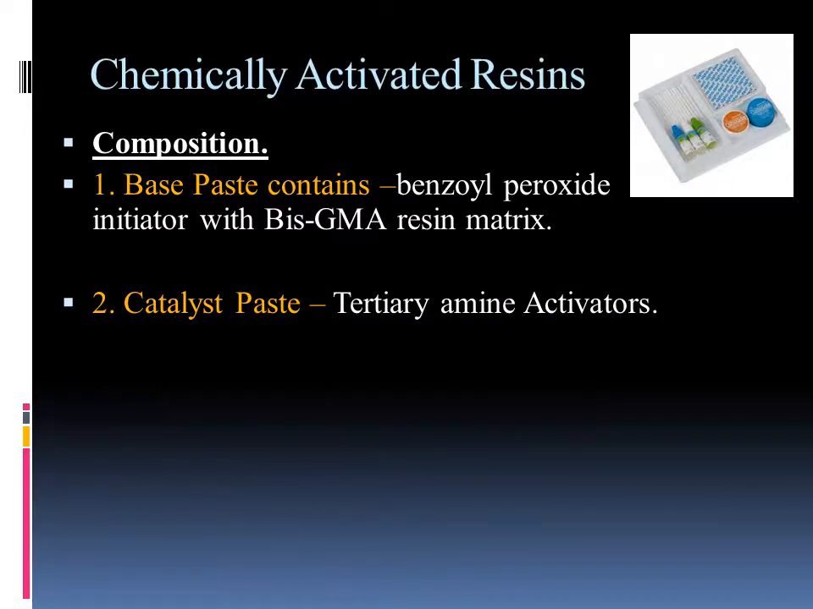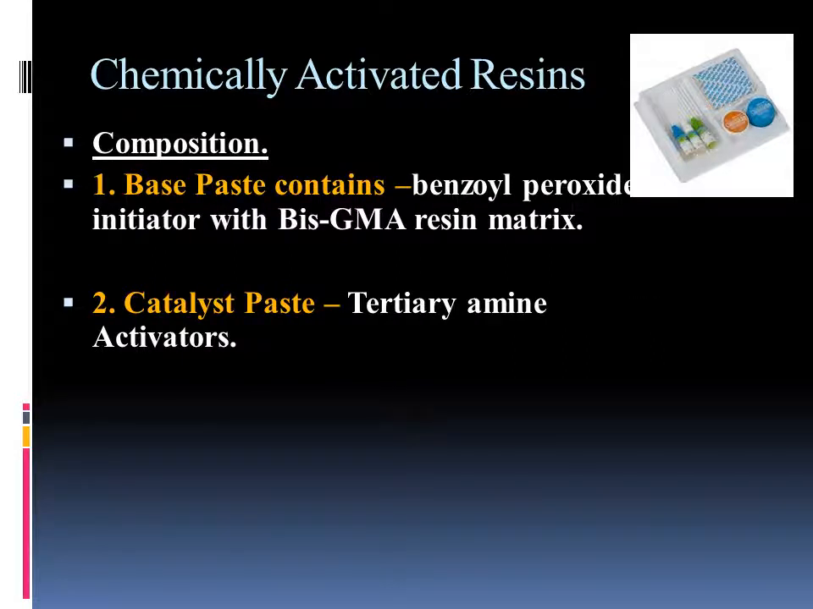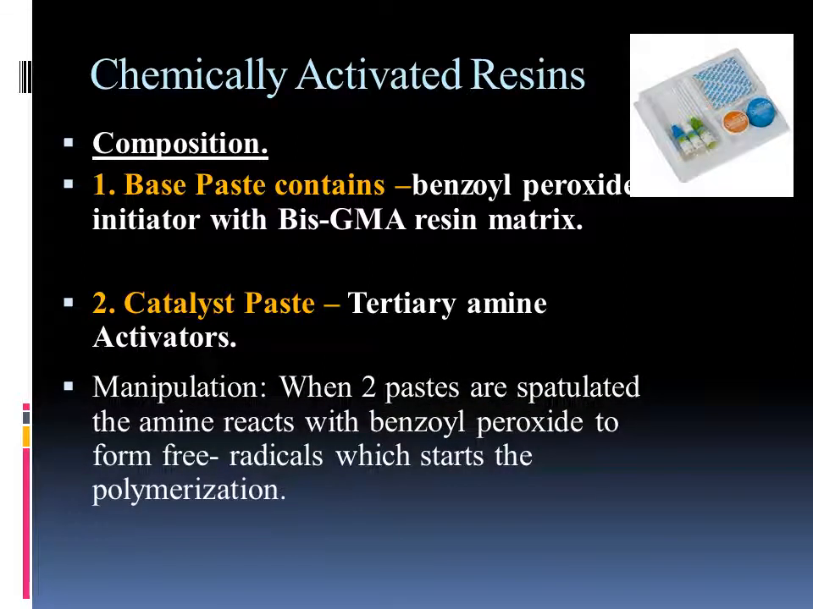Now let's look at the self-cured or chemically activated resins. In the composition, it's basically composed of two pastes, the base paste and the catalyst paste, which we mix together. The base paste contains a benzoyl peroxide initiator with the BisGMA resin matrix, and the second paste, the catalyst paste, contains a tertiary amine activator. So when the two pastes are mixed together, the initiator and resin matrix react with the activator, and a free radical polymerization reaction takes place. And this is basically the beginning of the polymerization.